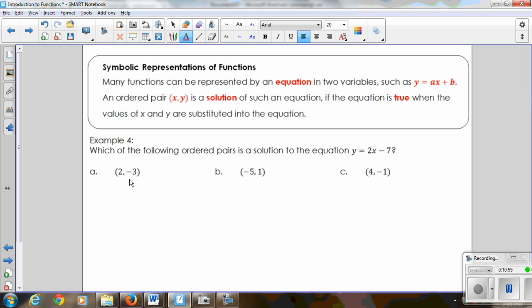And so in this case, what you'd want to do is plug the x value of 2 in for x in this equation, and the y value of -3 into the y variable in this equation, and then simplify both sides to see if the equation is true. So go ahead and press pause and take a moment to do that.